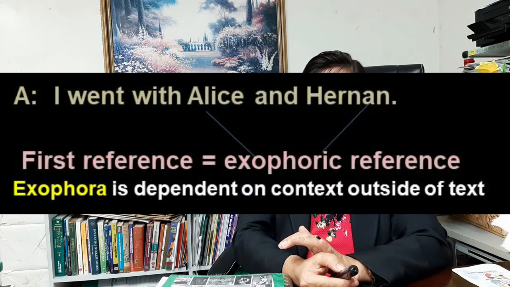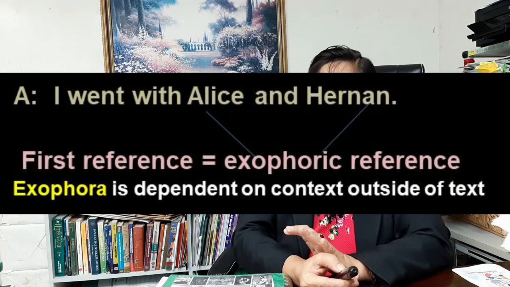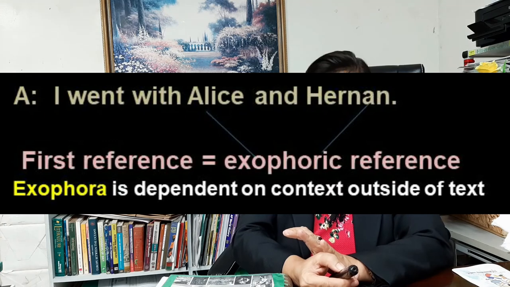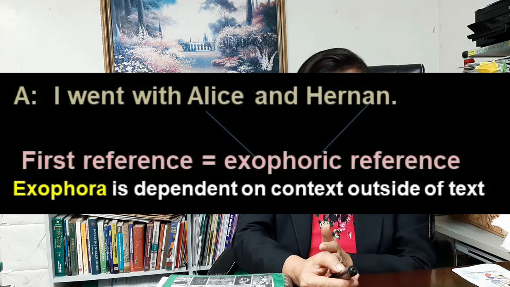In this example, we have an exophoric reference because the names Alice and Hernan are dependent on context outside of the text. This means that when we talk about Alice and Hernan, we need to have context to understand who these people are. Moreover, when we refer to people, space, place, or time, we use the term deixis.